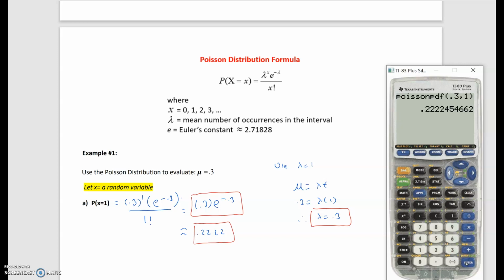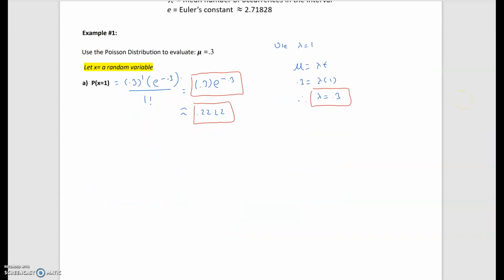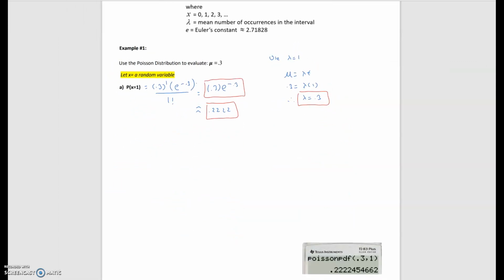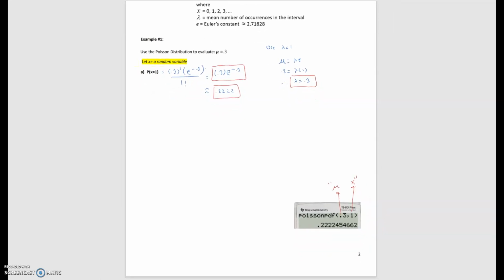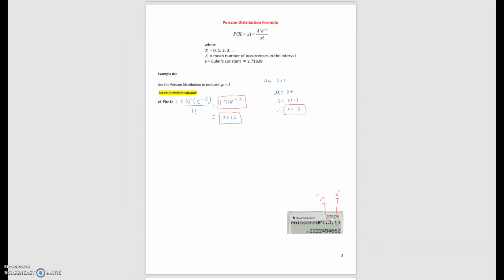And the code is mu and x. So I put the code here. Let me just show it. So this is going to be the values of mu and then your x value. That's actually it for the first evaluation. I just wanted to do one with the formula. The rest of them will be using the code.